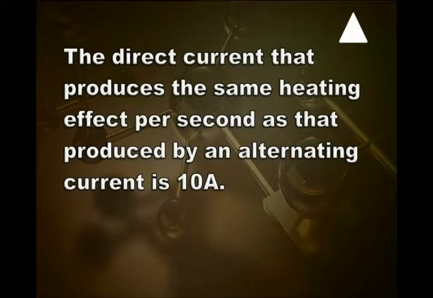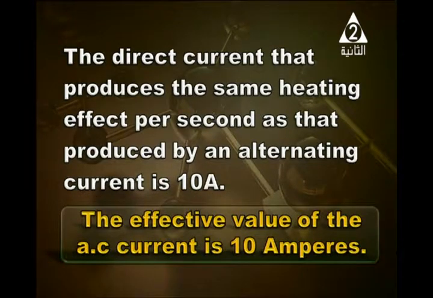Scientific term: the direct current that produces the same heating effect per second as that produced by an alternating current is 10 amperes. Direct current which produces the same thermal effect per second is the effective value. The effective value of the AC current is 10 amperes.